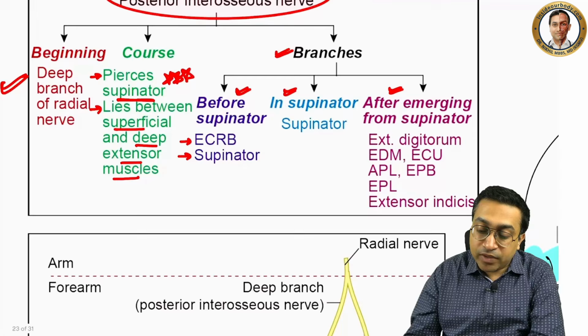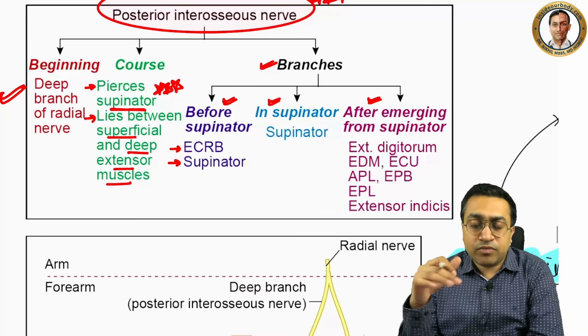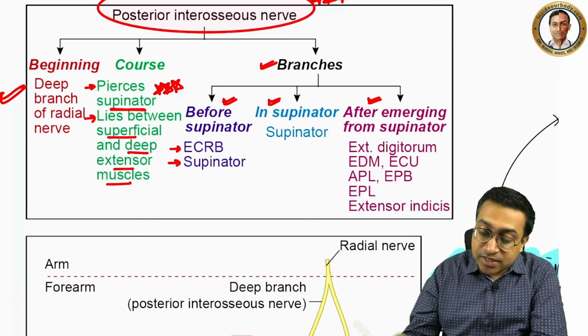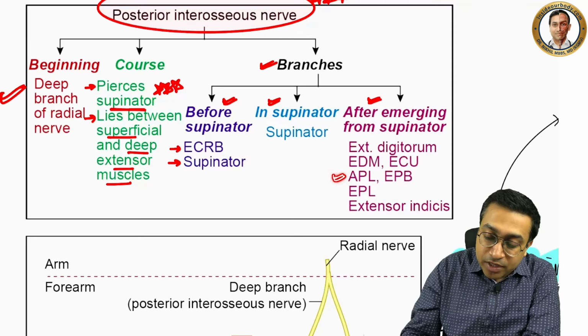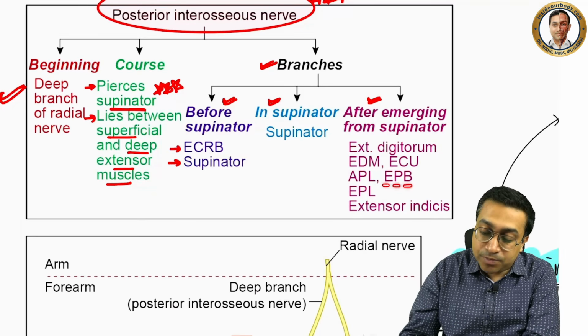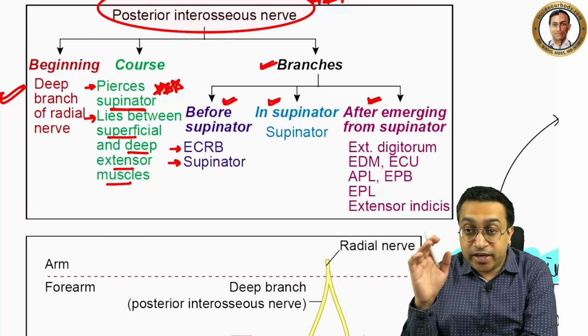Then after emerging from the supinator, what happens? It is supplying the extensors. Now obviously it is in the posterior compartment only, so what extensors will be supplied? Extensor digitorum for all the digits, extensor digiti minimi, extensor carpi ulnaris, then abductor pollicis longus for the pollex, that is thumb, and then extensor pollicis brevis, then extensor pollicis longus. These three are for the pollex, these are for the digits, and this is for the index finger specifically, extensor indicis.